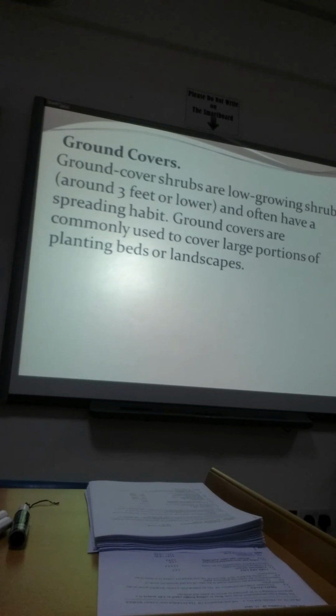Ground covers. Ground cover shrubs are low-growing shrubs. It may be 1 meter or lower, or 3 feet or lower, and often have a spreading habit, meaning that it does not grow tall, it just simply creeps.